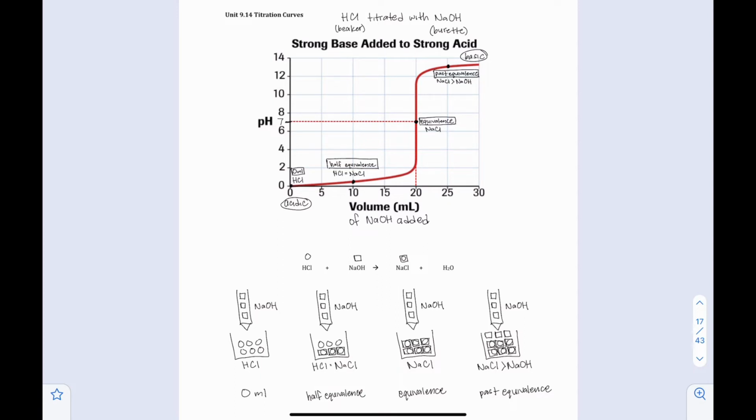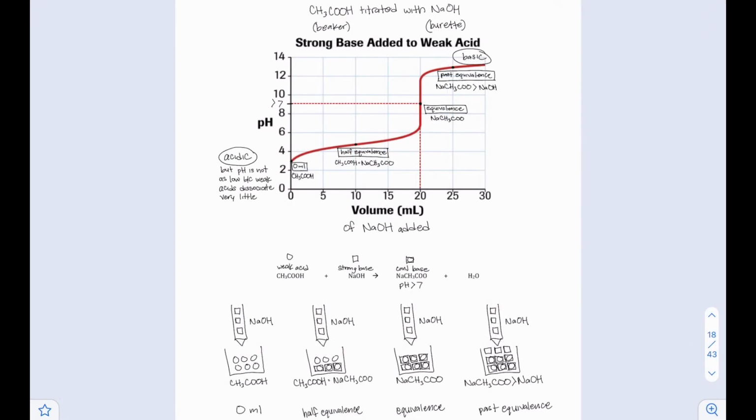So this is the titration for a strong acid and strong base. Now let's look at another example. The next example is of a weak acid, acetic acid, titrated with a strong base, NaOH. The acetic acid is in the beaker and the sodium hydroxide is in the burette. The equation is CH3COOH and NaOH yield NaCH3COO, which is the salt, and water.